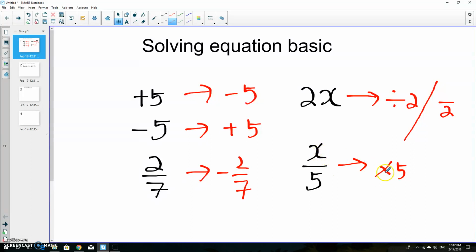I know the x and the multiply sign are kind of annoying. This is multiply, that's my x. I'll try to keep that standard. So that's the absolute basic of it.